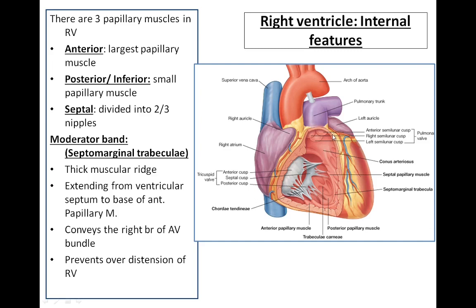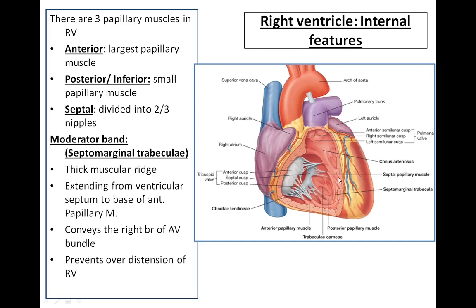So it is extending from the ventricular septum to the anterior papillary muscle. This is a muscular ridge extending from the interventricular septum to the base of the anterior papillary muscle. And this is known as the septomarginal trabecula or moderator band, which conveys the right branch of the AV bundle.